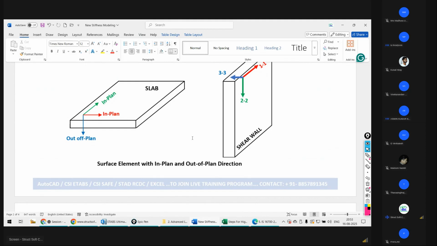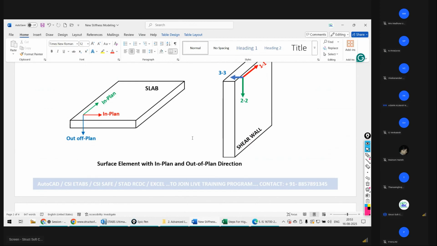Why? If your member is capable of carrying the stress, put the load over that. When the section is capable, wherever you have capacity, the section is strong, put the load over it. When the section does not have capacity, please remove the load from that point.